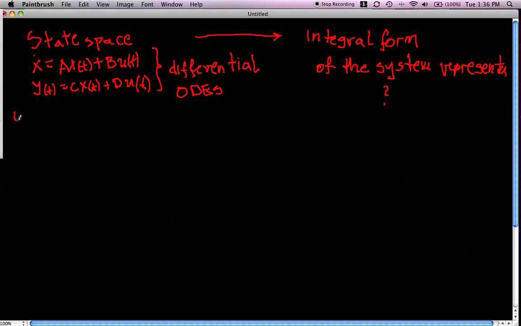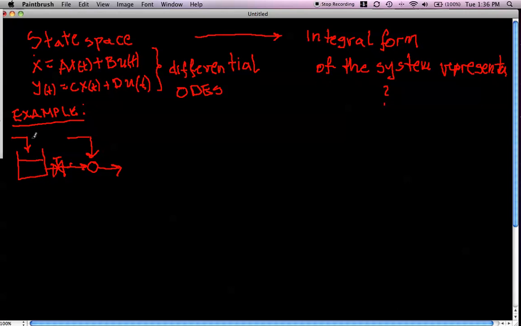Let us consider the example of a single tank, and we are going to use this illustrative example. First, we are going to write the model of the tank. Here we have a valve. Here we have a flow. And here we have some other flow that is coming into the system.